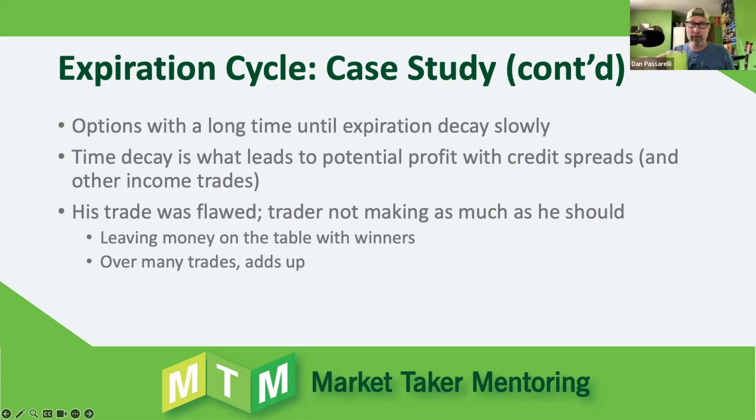wing spreads like iron condors, butterflies, is that you make money on time passing, on time decay. But the more time until expiration, the more slowly those options decay. The best way to think about credit spreads and time spreads and iron condors and such is that you basically get paid a little bit every day to endure risk, the risk of too big of a move.